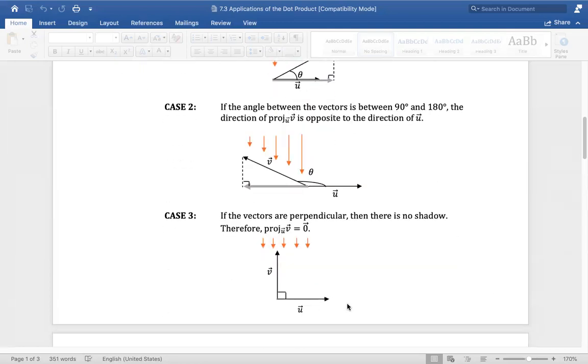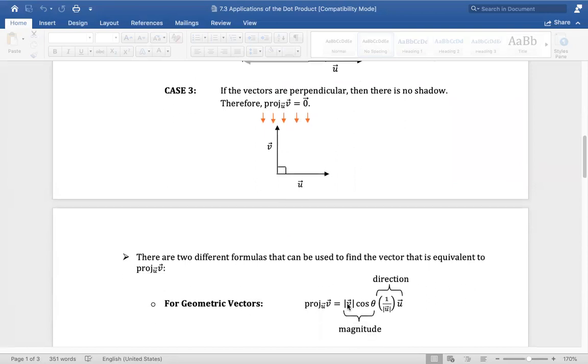And the last case, if the vectors are perpendicular, so I have perfectly horizontal and perfectly vertical, then there is no shadow, right? If that makes sense to you. This isn't being projected. It's not going to lie on top of you in this direction or this direction. Therefore, the projection of V onto U would be the 0 vector.